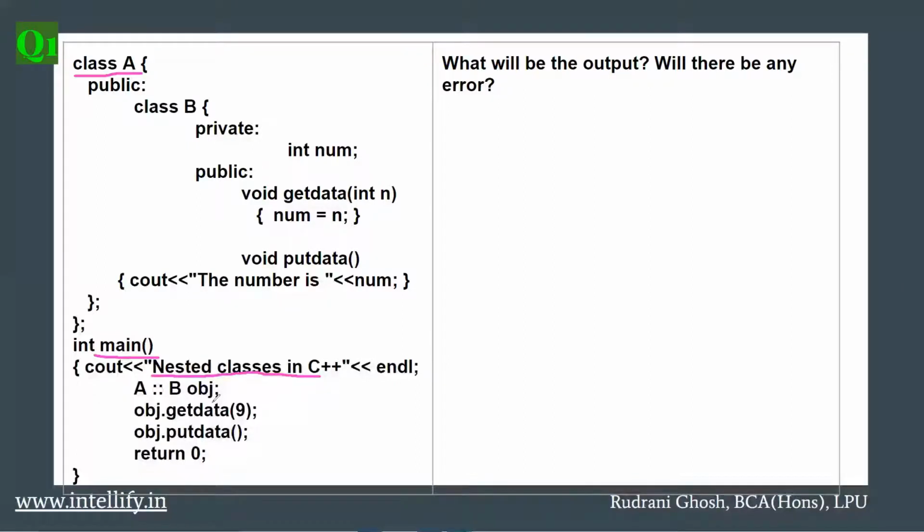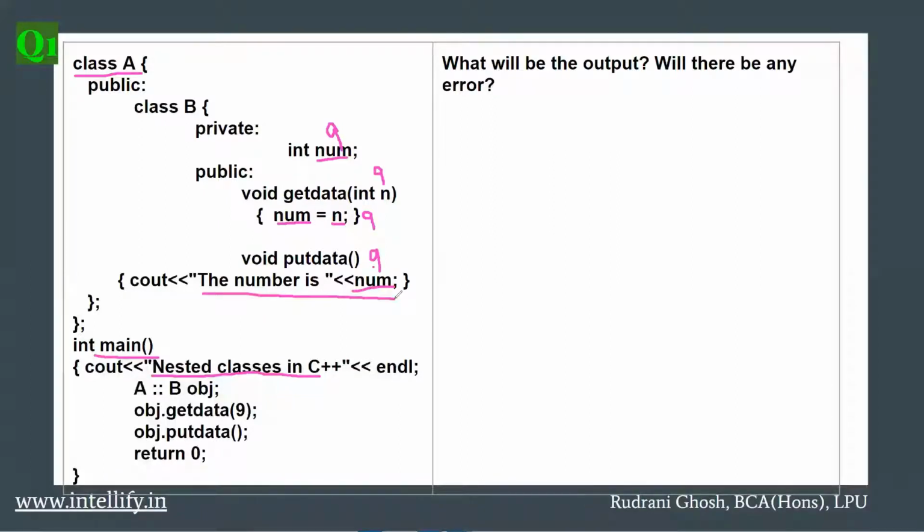We create the object obj of class B present inside class A. Then we call getData through obj and pass the parameter 9. As we pass this parameter, 9 is passed in getData. As a result, this num gets initialized with n, that is 9. So the value of num changes to 9. After we finish the function getData, we come back. Obj now calls putData, so we go up and call putData. The output we get is "the number is" num. Num means 9, so the output will be "the number is 9".